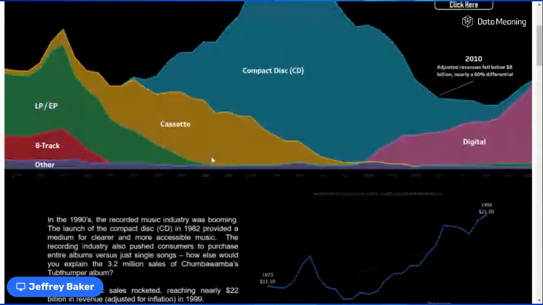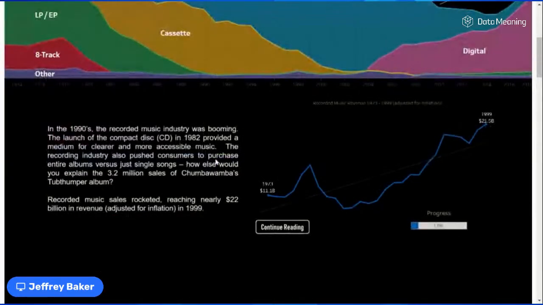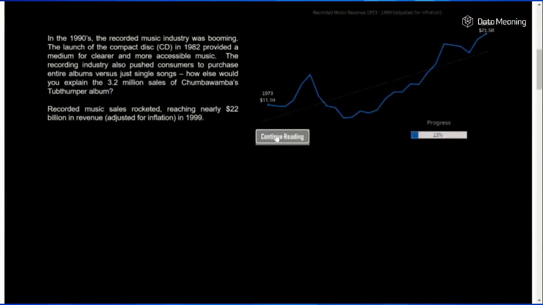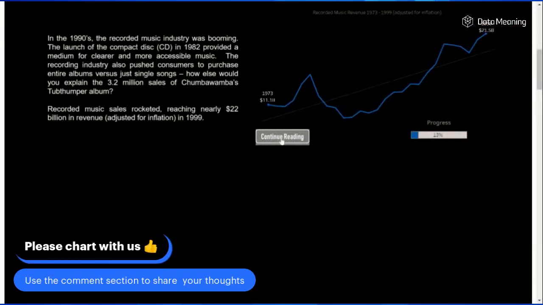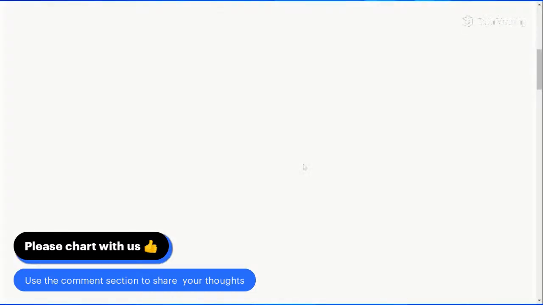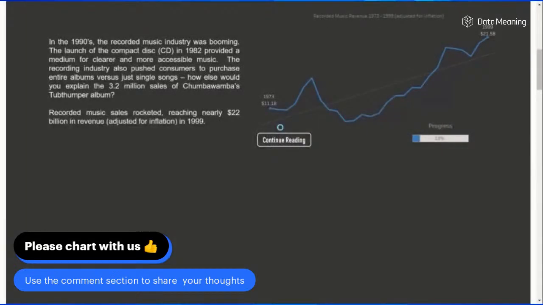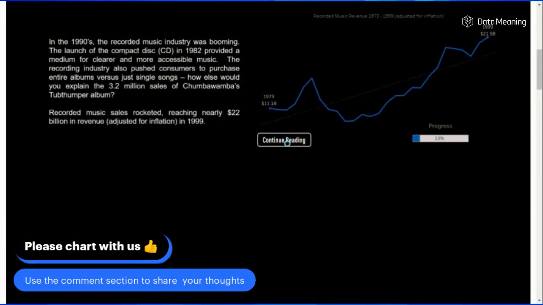The dashboard doesn't just end with an area chart. It gives you some context underneath here. This is really more telling the story. And then I love the key to hit the continue reading button. When you do that, it comes back and the dashboard will load and it gives you more details underneath here. So let's see if it's loading correctly.